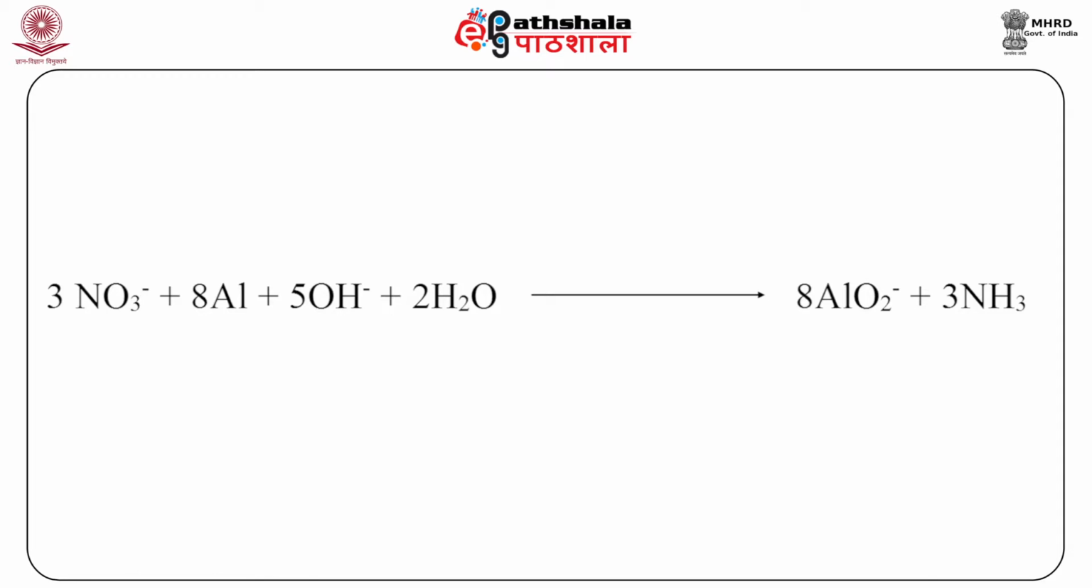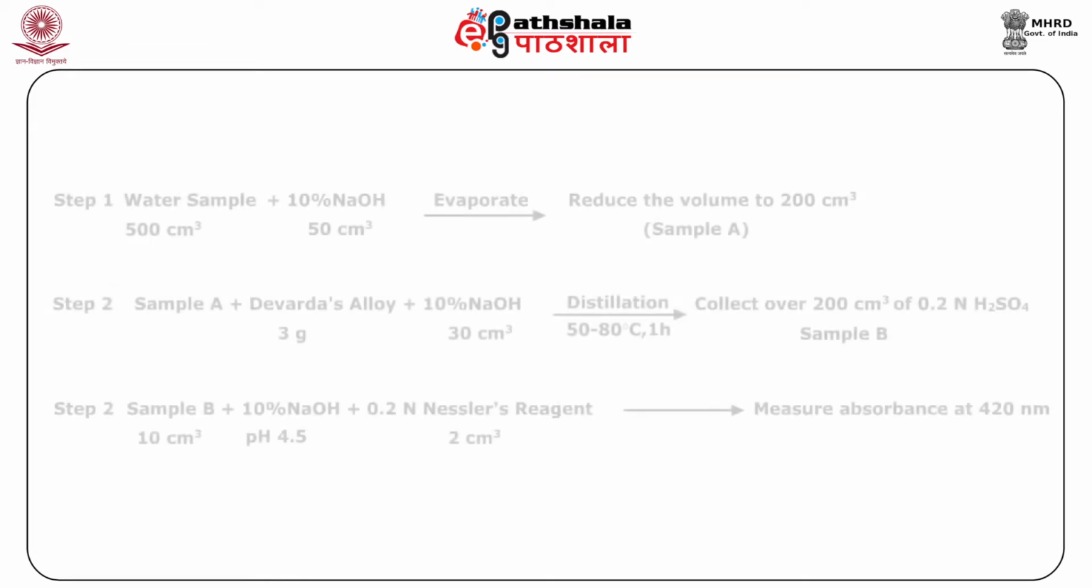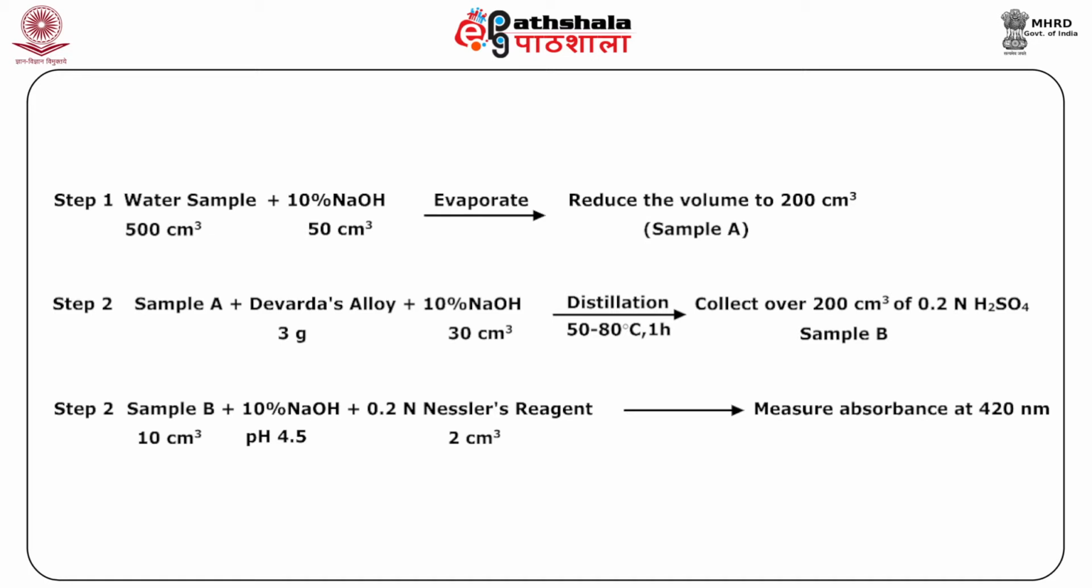You can see these steps. To 500 cm3 of the water sample, 50 cm3 of 10% NaOH is added, and the solution is then evaporated till the volume reduces to about 200 cm3. To this solution, 3 grams of Devarda's alloy and 30 cm3 of 10% NaOH are added in succession. The flask is immediately connected to a vertical condenser whose outlet dips into a receiver which contains 200 cm3 of 0.2 normal sulfuric acid.